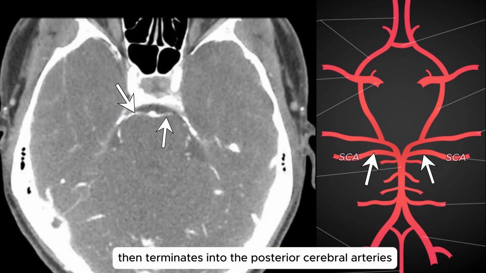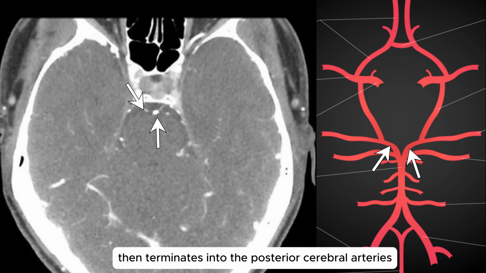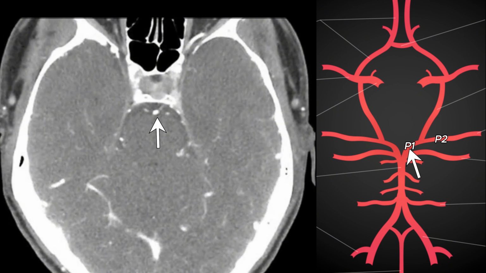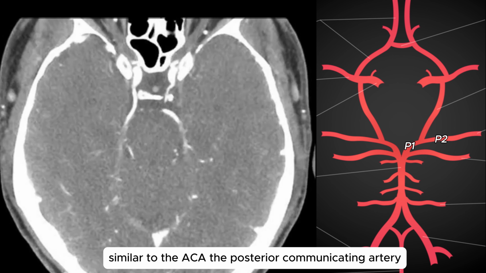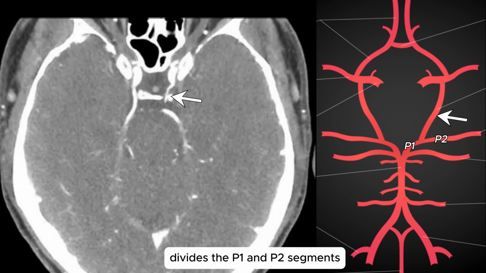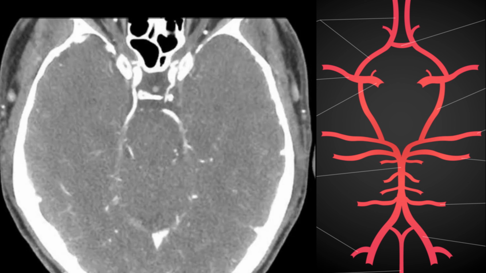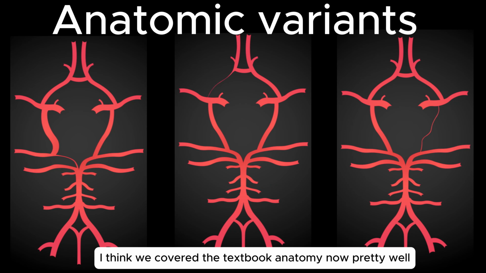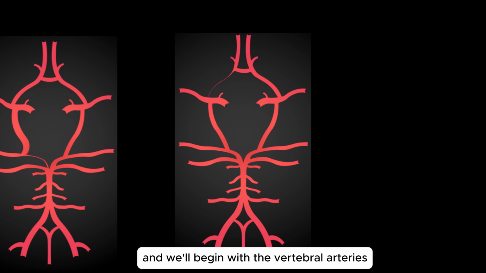The basal artery then terminates into the posterior cerebral arteries, which can be divided into the P1 and P2 segments. Similar to the ACA, the posterior communicating artery divides the P1 and P2 segments. I think we covered the textbook anatomy now pretty well, and we are ready to look at some anatomic variants. And we'll begin with the vertebral arteries.